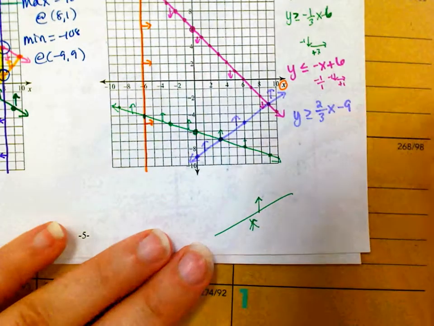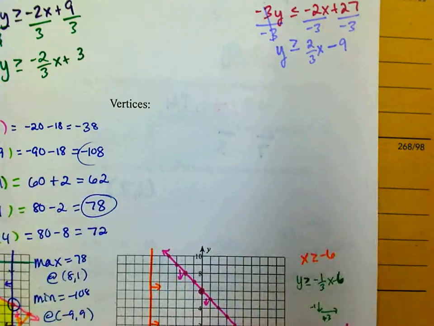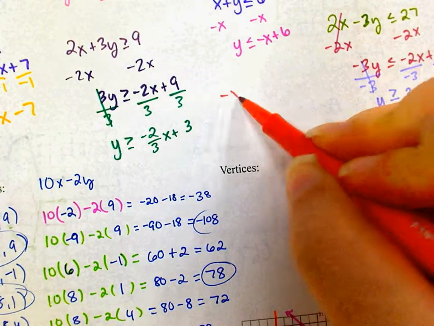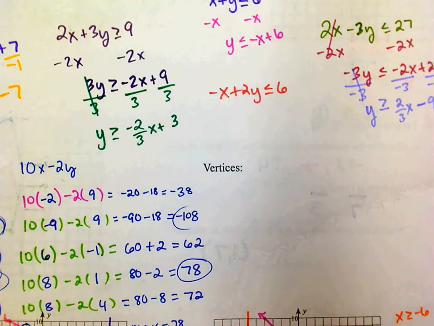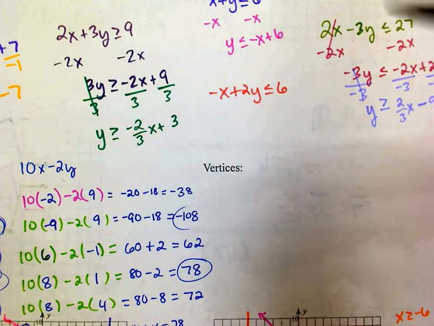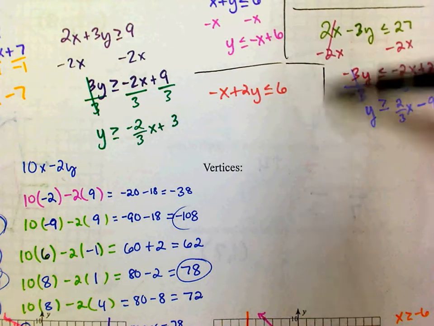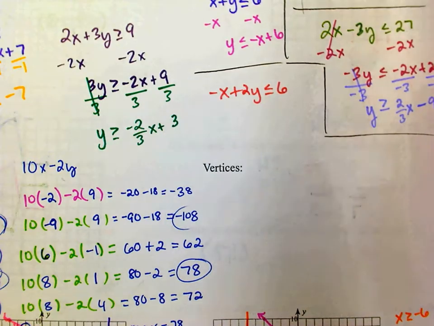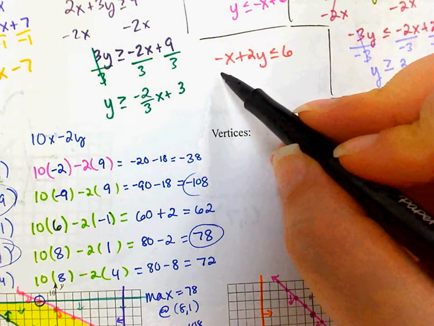Okay, I've got one more. Negative x plus 2y is less than or equal to 6. So, you're right, I am going to add x to both sides. 2y is less than or equal to x plus 6.